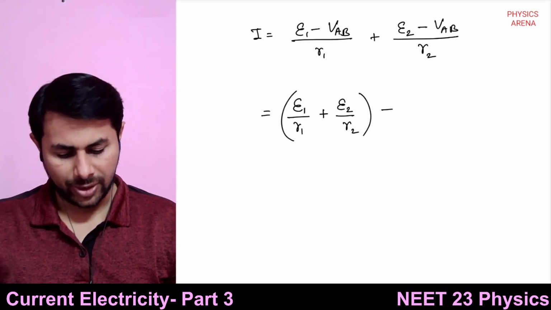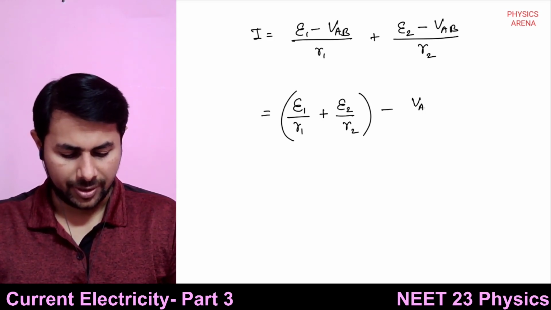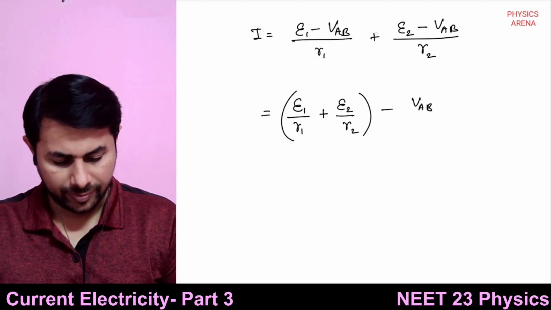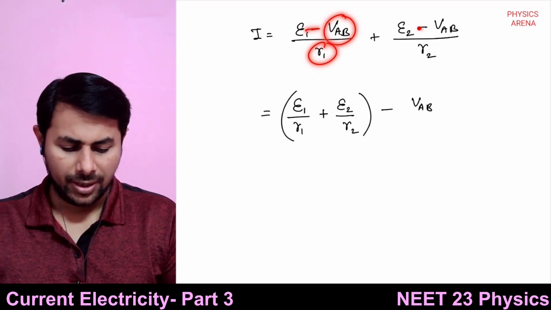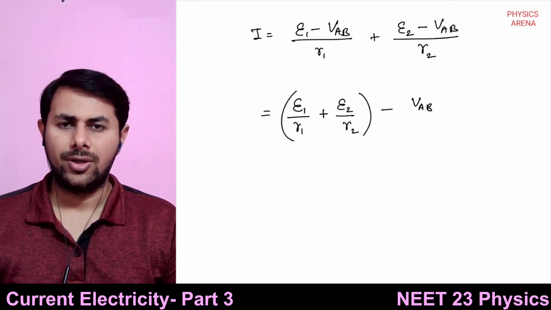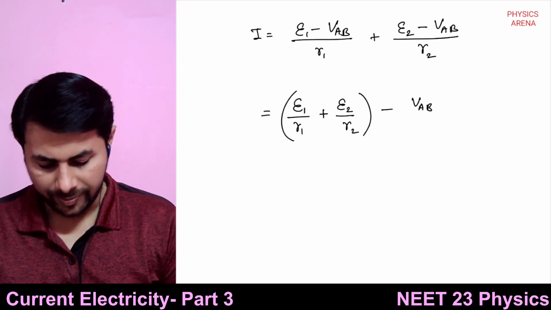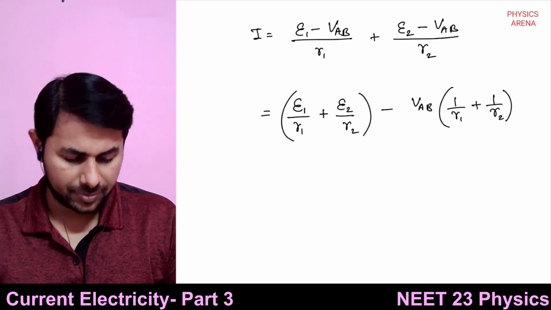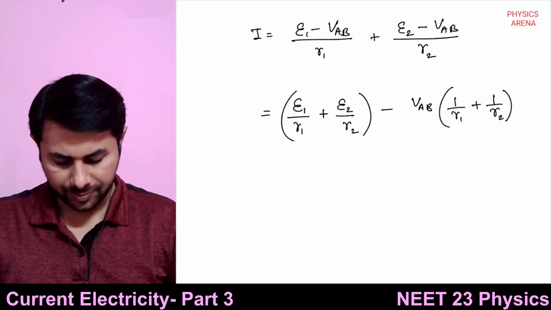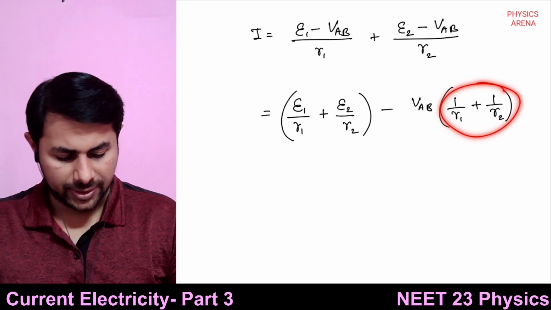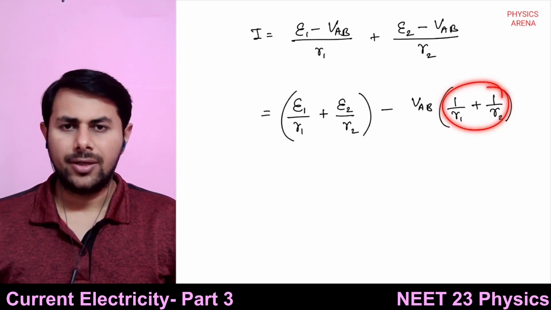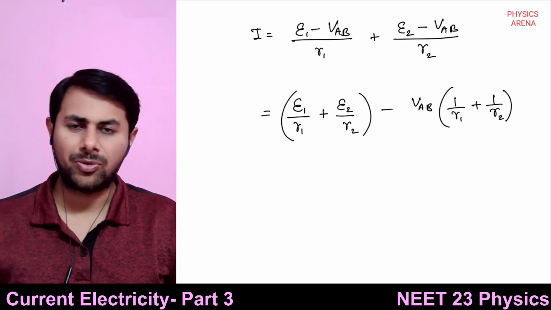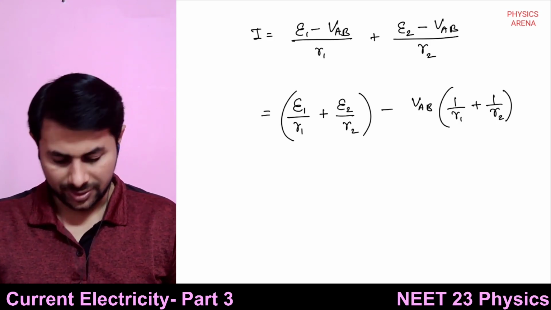Then I can take the potential difference VAB common, because I will have VAB divided by R1, minus VAB upon R1, minus VAB upon R2. So minus VAB I will take common. So what do I get? I get 1 upon R1 plus 1 upon R2. And what is this? This is the reciprocal of the resistance of the parallel combination.